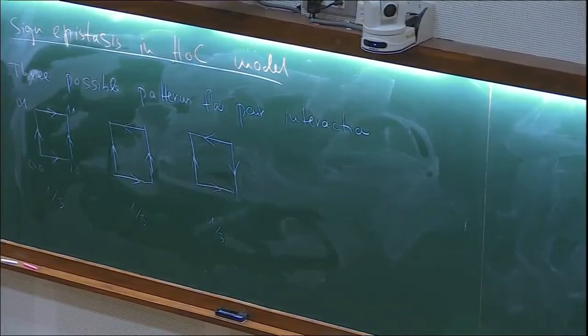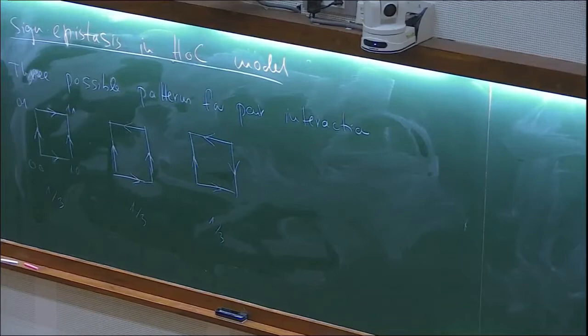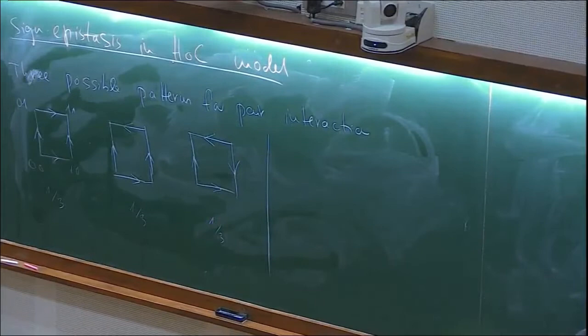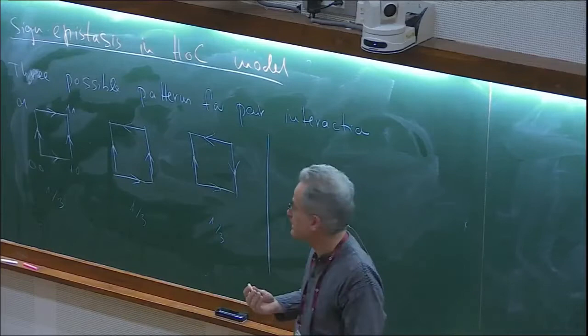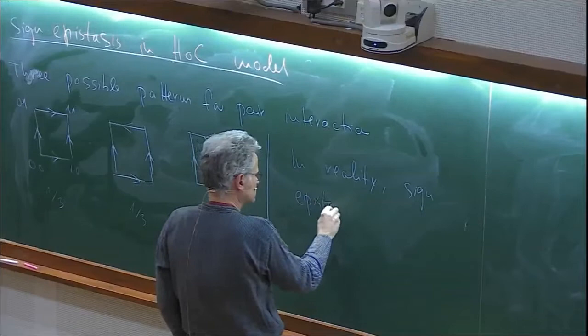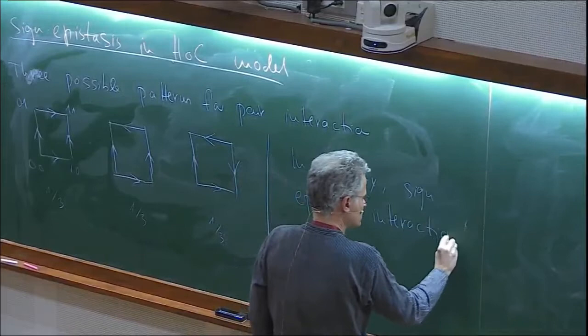Now, if you remember, for example, the data from Claudia Bank's experiment that I showed you yesterday, there wasn't that much sign epistasis. There was this matrix with the two lines of substitution, and there were a couple. So you expect that in reality, sign epistatic interactions are rare. They are sparse, and so we need a model that takes that into account. They are there, but they are probably not that common. Interactions are sparse.